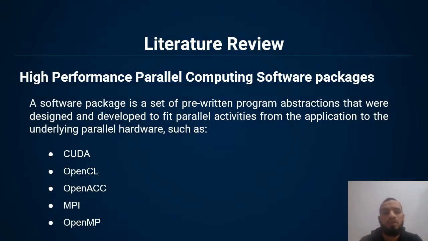So let's start with the literature review of the software packages. Software packages actually are pre-written programs that have been developed to fit the activities in parallel computing. So the main software packages in parallel computing, or some of the main ones, are CUDA, OpenCL, OpenACC, MPI, and OpenMP. And we are going to talk about the first three in this presentation.